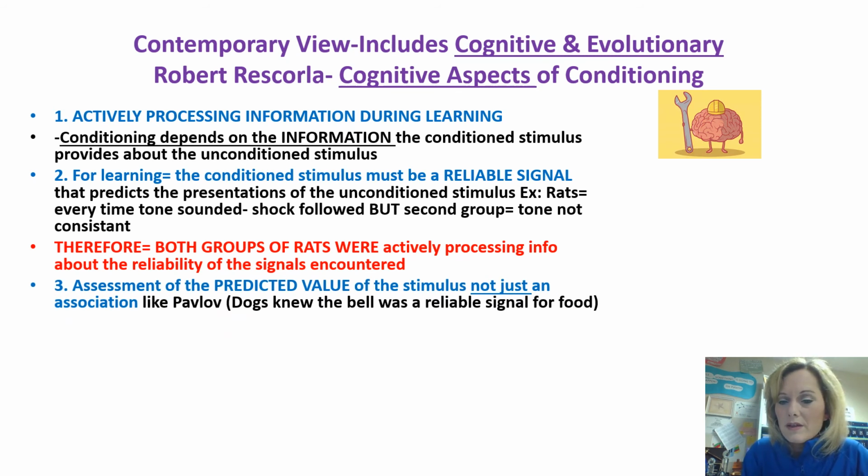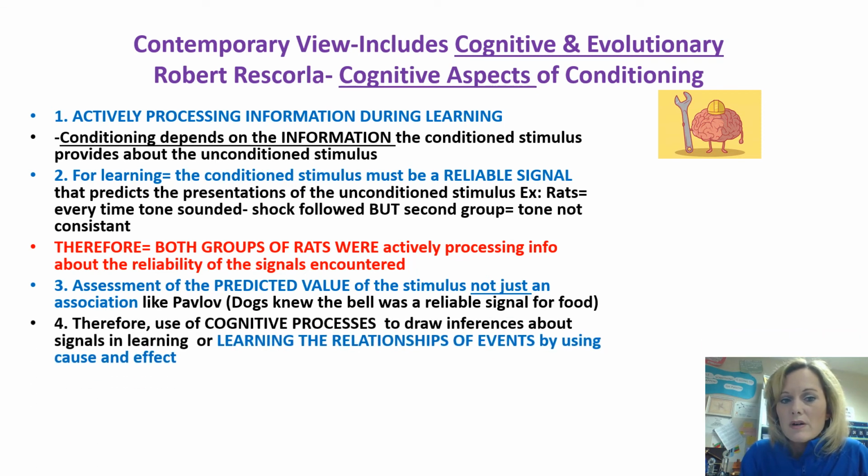And then the second thing that he came up with in terms of how an organism is cognitively looking at conditioning is its predictive value. It's not just an association. They're literally thinking, what's the value of this? The dogs knew the bell was a reliable signal for the food, and that had value to it. It was a predictable value for it.